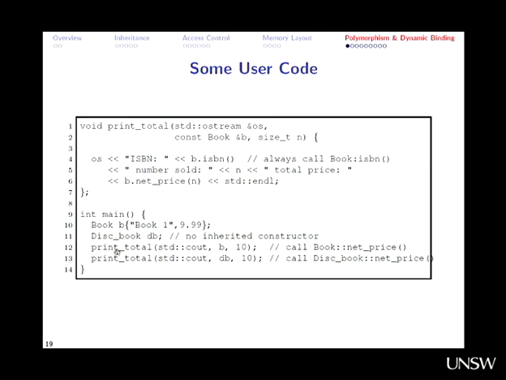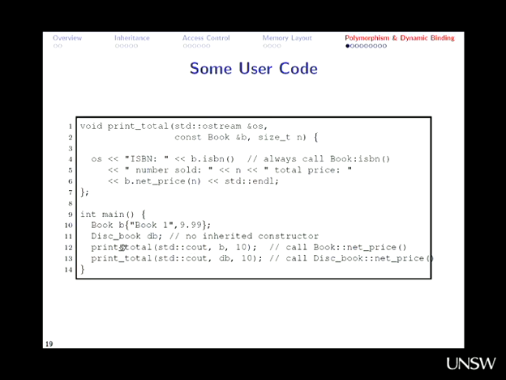We then go and create this function called print total. This function print total is defined up here. It prints out the ISBN number. Okay, remember that the ISBN function was not virtual, so the base ISBN function always gets called. Then it prints out the net price. Now remember, the net price function is virtual, so it got inherited and overridden. So if we call it on the B object, it will call book net price. If we call it on the DB object, it will call discounted book net price.